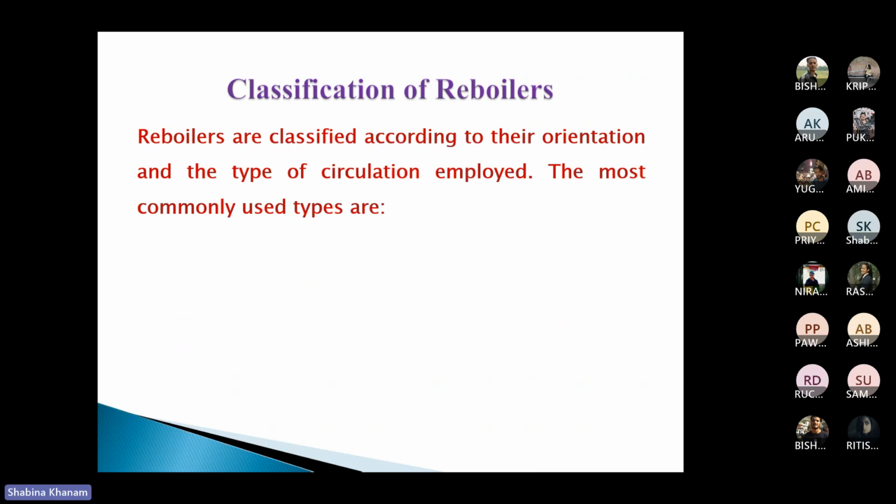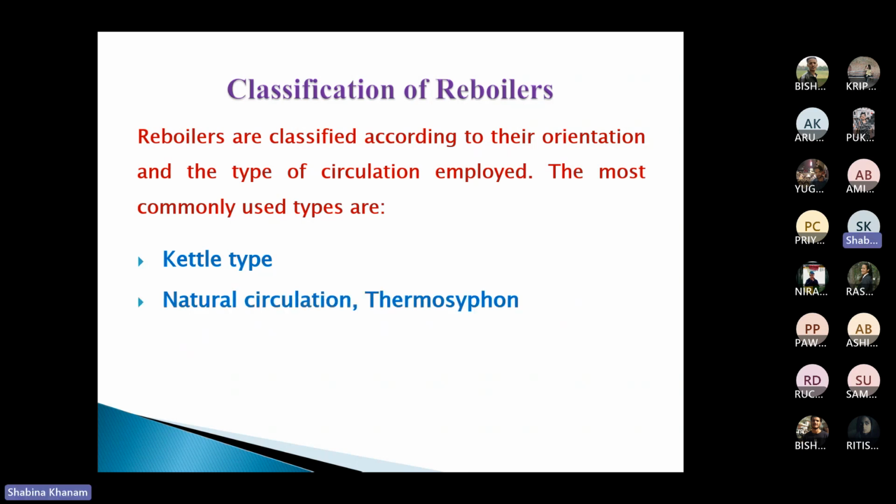Now we will see the types of reboilers. Usually reboilers are of three types. One is the kettle reboiler, or kettle type. Second is the natural circulation or thermosiphon reboiler. And thirdly, we have the forced circulation reboiler.